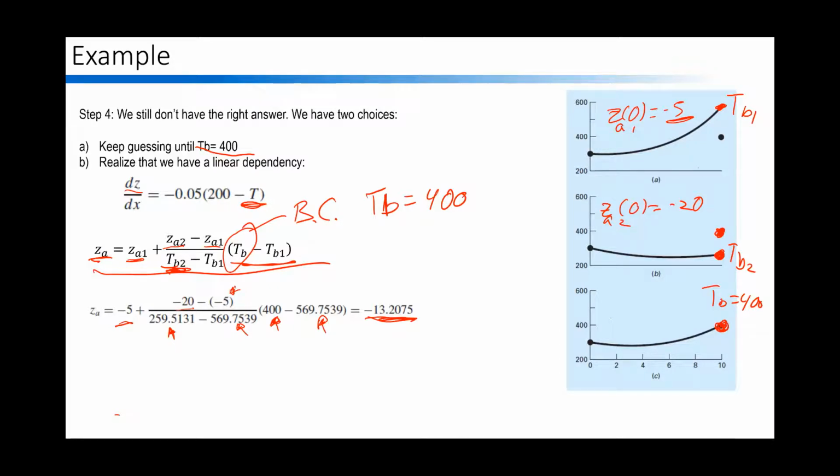And that result is shown down here, right? So if I put in z at 0 is -13.2075, I'll get that perfect solution. So we have those two methods. We could have used, say, a root finding method and do these guesses, or if we have linear dependency, we can go in and use a linear equation to estimate what that ZA should be.